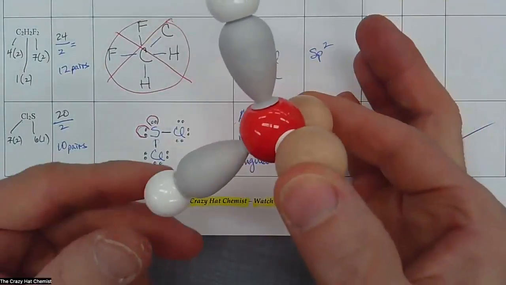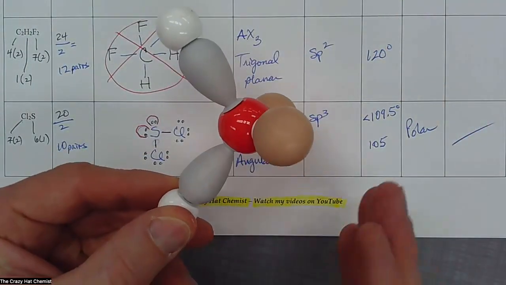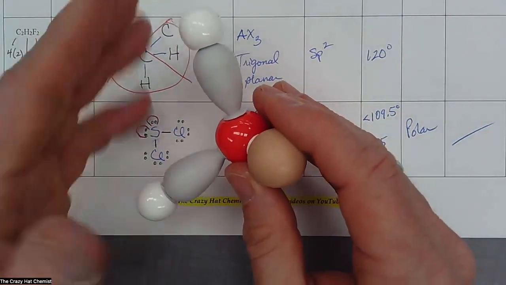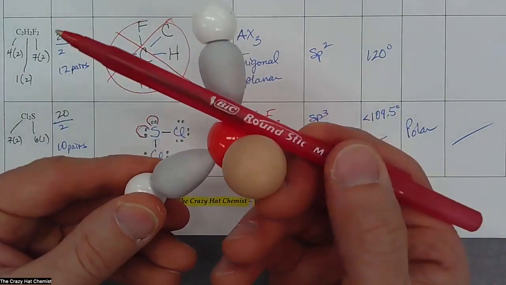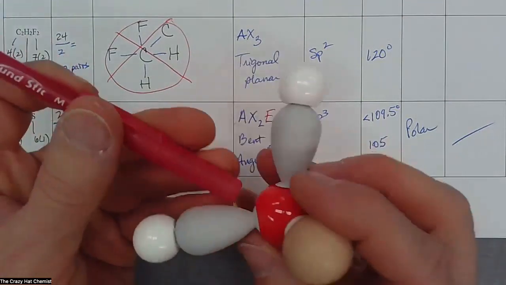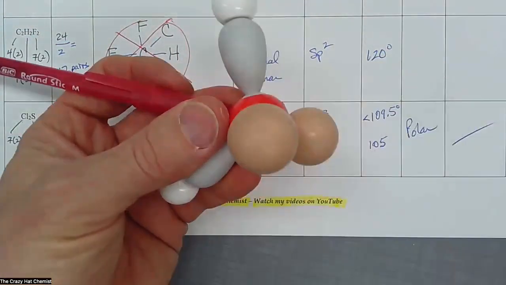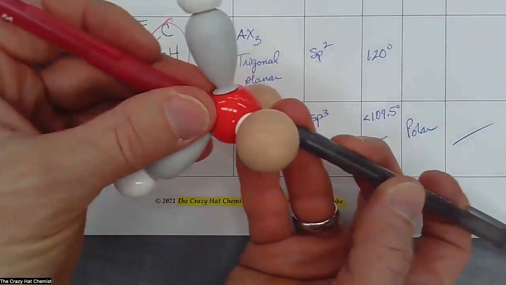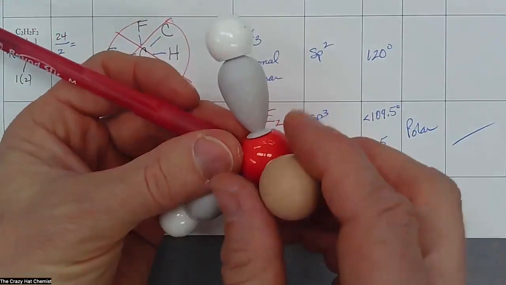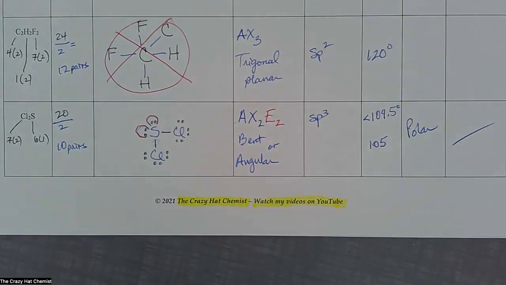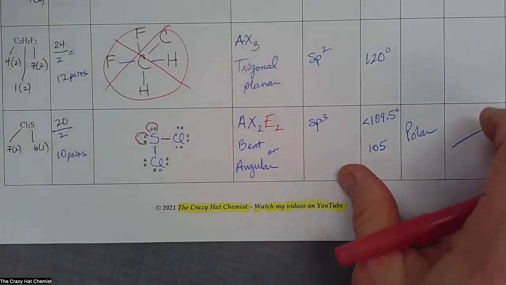You can see that this is most certainly an asymmetric structure. That is, this side is different than this side. There is a molecular dipole that is going just like this. So this is a molecular dipole. It's jamming right through here and goes in that direction. Fantastic. All right, so let's get moving on to the next problem here.